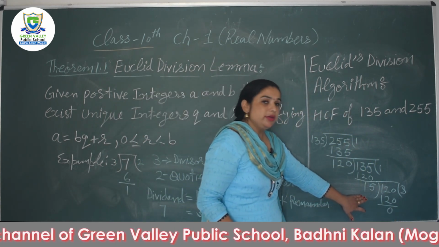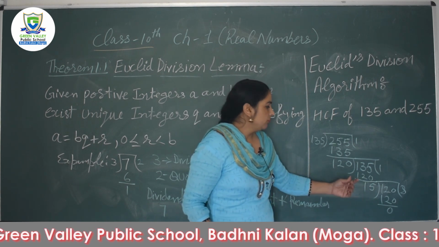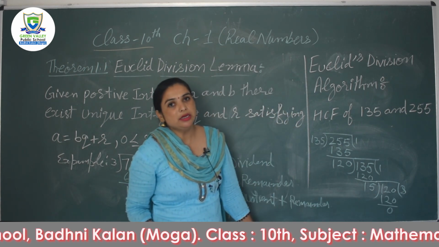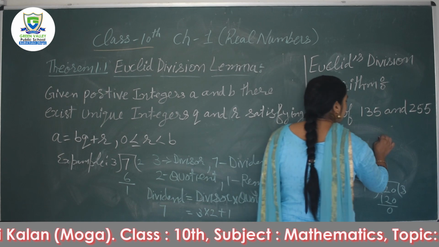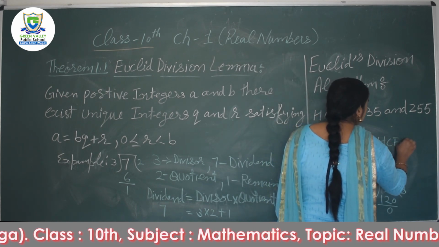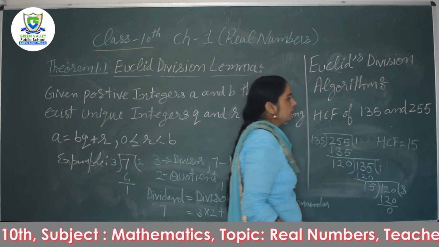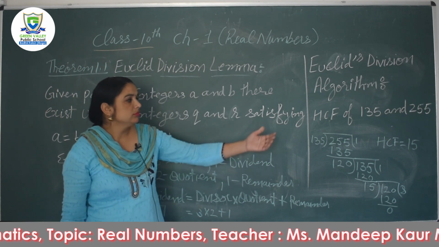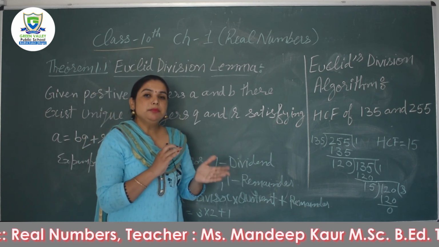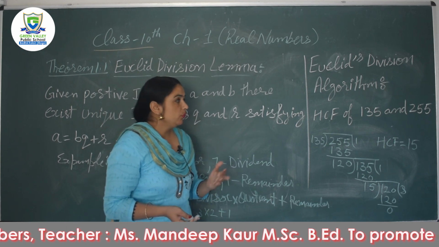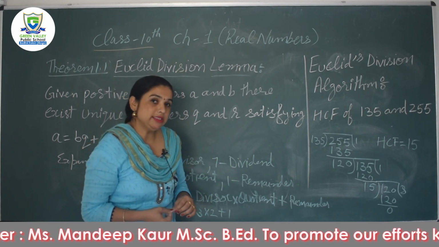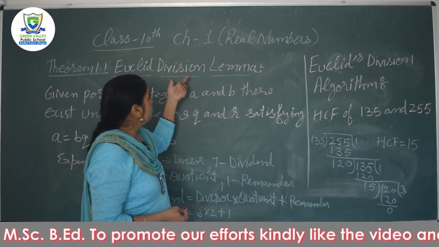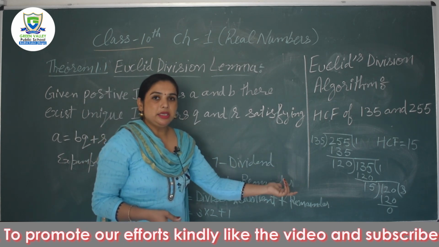Where we got remainder as 0, students, in this we have to check our divisor. What will be the divisor in that step? That will be our HCF. Like here we can write our HCF is equal to 15. So the HCF of 135 and 255 is 15. Here we have done something different, like in the previous classes we used prime factorization to find the HCF. But here we have used a new method with the help of Euclid division lemma to get the HCF.